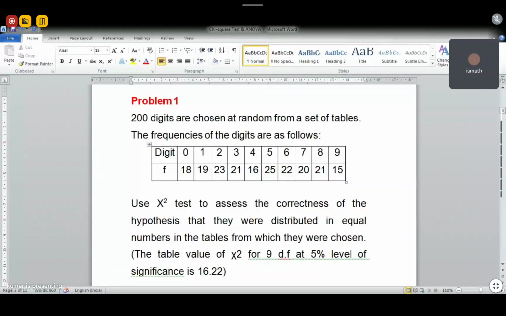Sir, please tell me quick, the last 2 questions. How to find the formula of this? Which one, ma?